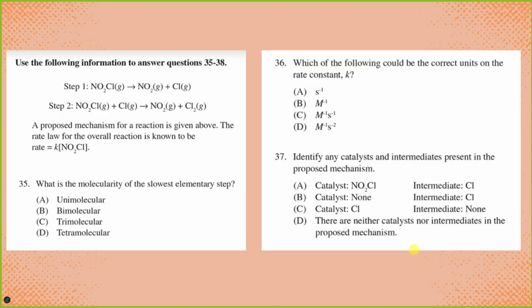All right, proposed mechanism, rate law, the overall reaction is known to have this rate law. NO2Cl is first order. What is the molecularity of the slowest elementary step? Well, if that's the rate law, which step needs to be your rate determining step?